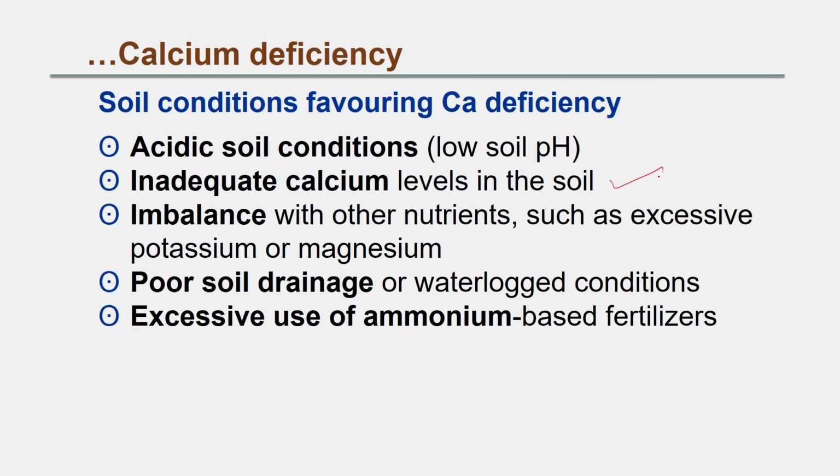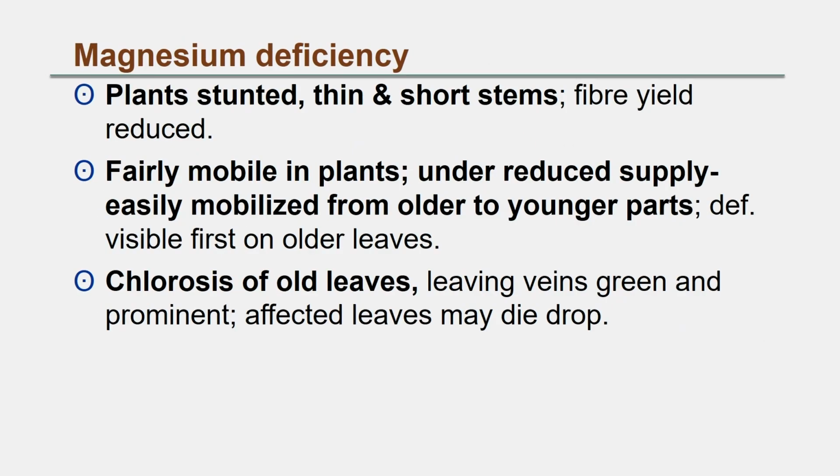Inadequate calcium level in the soil, and imbalance with other nutrients such as excess potassium and magnesium, can reduce the availability of calcium to the plant. Poor soil drainage or waterlogged conditions and excessive use of ammonium-based fertilizer can result in calcium deficiency.